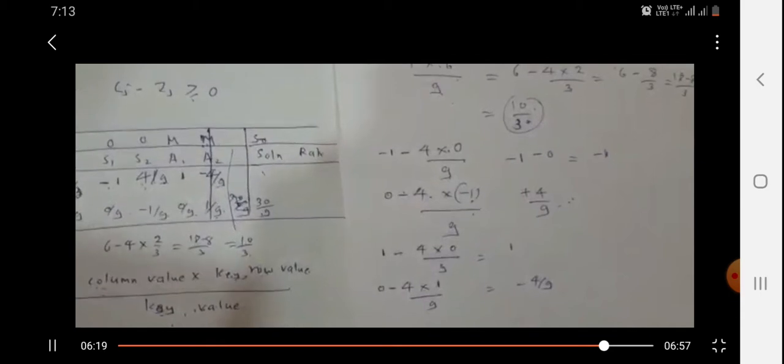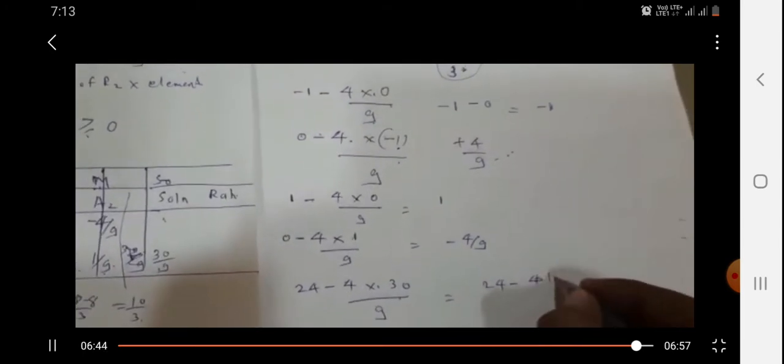Once you write down all these values, A2 is not required actually. A2 is not at all necessary. So once you write this down, now you go for the particular solution also. So 24 minus 4 into 30 divided by 9.